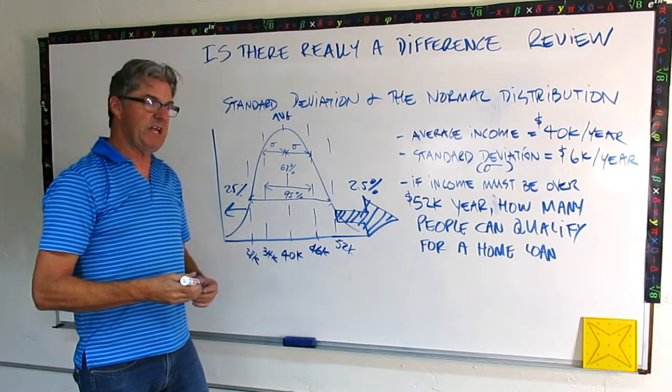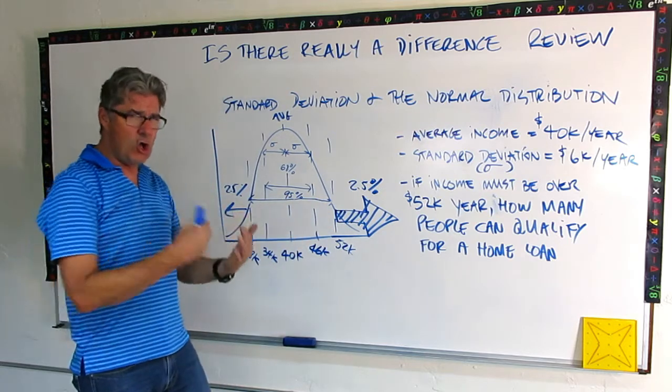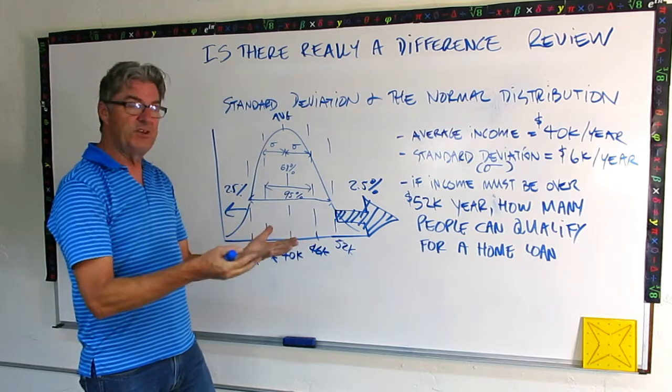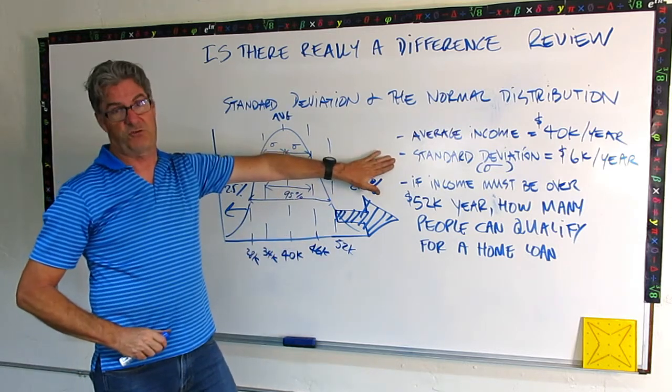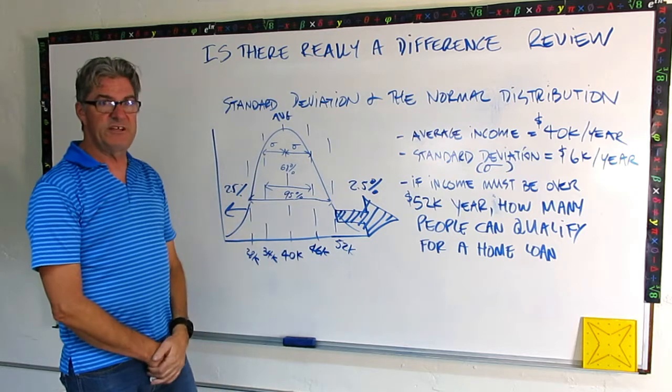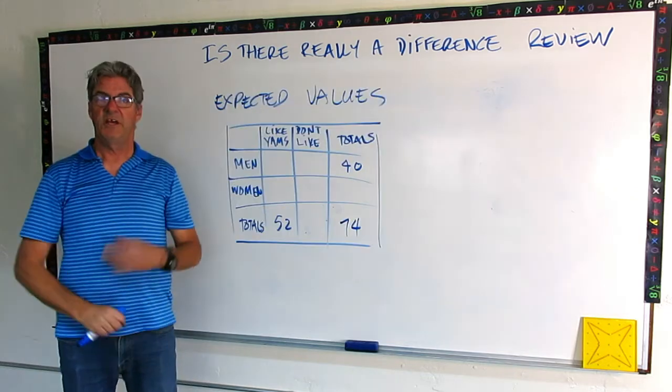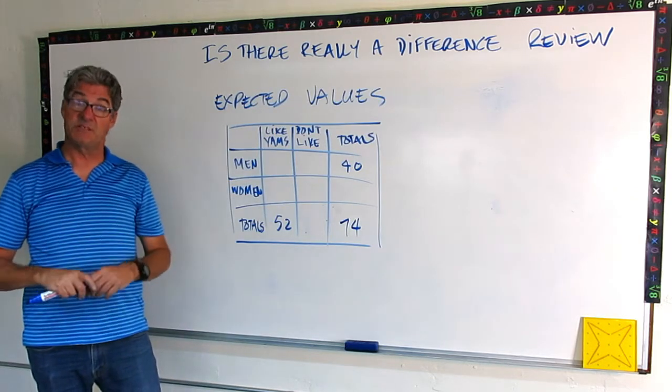So this might be like a premium quality loan with an ultra low interest rate, and the reason they're willing to do such a nice thing for you is that your income is really, really strong. So that's how you can answer this type of question using standard deviation and the normal distribution. Okay, let's do a complicated problem figuring out the expected values.